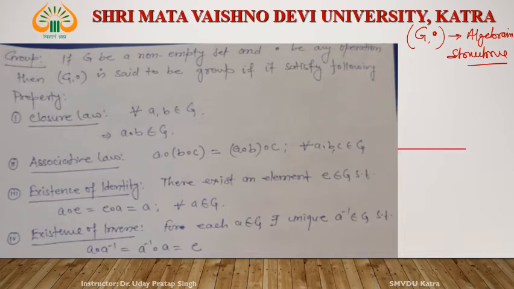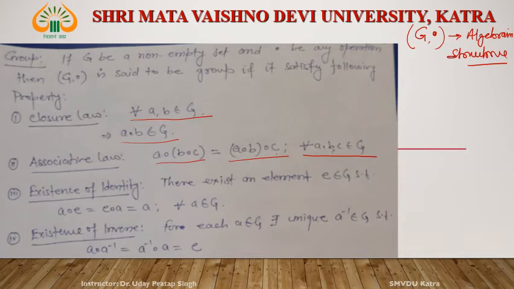Right? This algebraic structure is a group if it satisfies the following conditions. Number 1, for all a, b belonging to G, a operation b belongs to G. Means for any two elements in G, if we apply the operation between these two elements, then the new element generated by this operation is also in G, right? This is the closure law. Now the associative law. What is the associative law? For any a, b, c, a operation (b operation c) is equal to (a operation b) operation c, right?